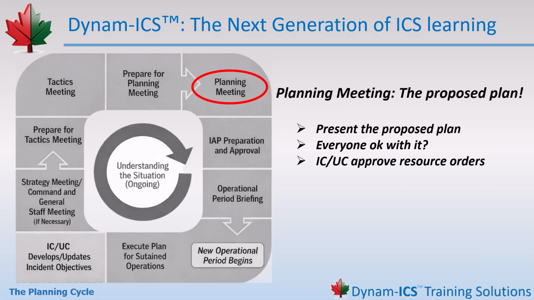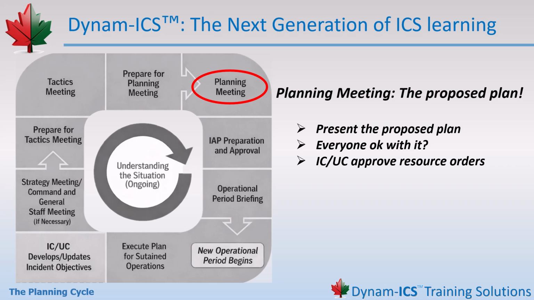Let's talk about preparation for the planning meeting. The planning section chief manages most of the planning cycle, with the exception of the tactics meeting. So it's the planning chief who sets the time and location of the planning meeting, notifies everyone who needs to attend, and clarifies the agenda and each person's role. Preparation includes getting the room ready and finalizing the draft incident action plan.